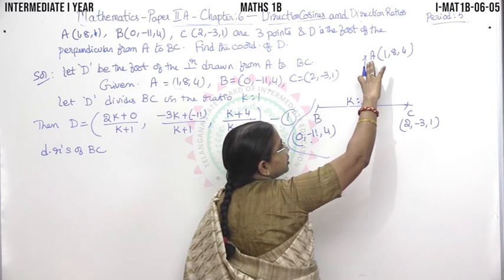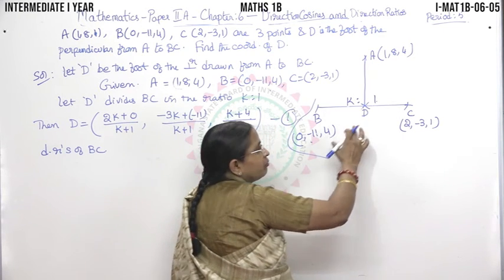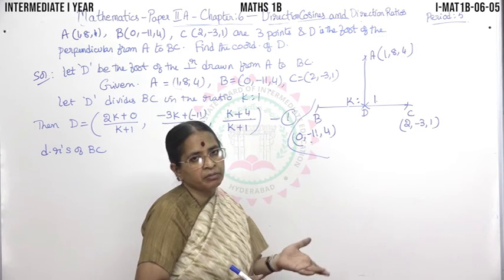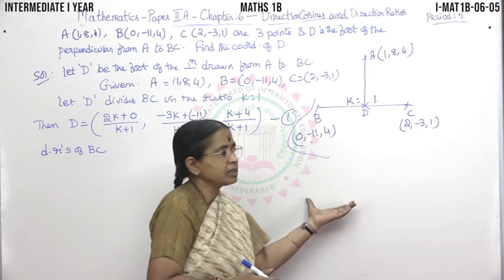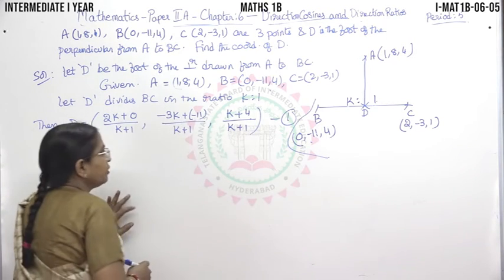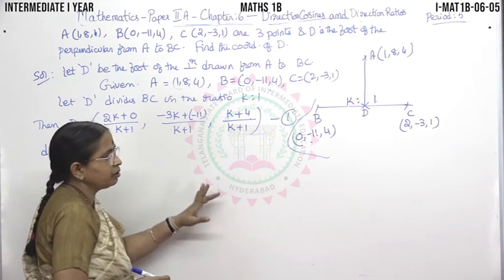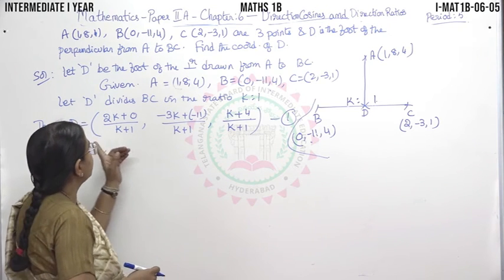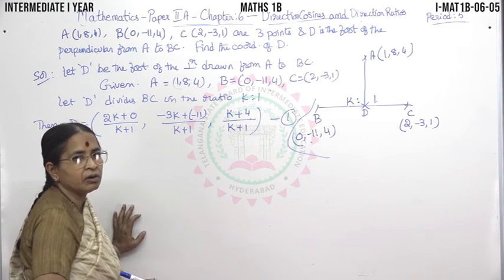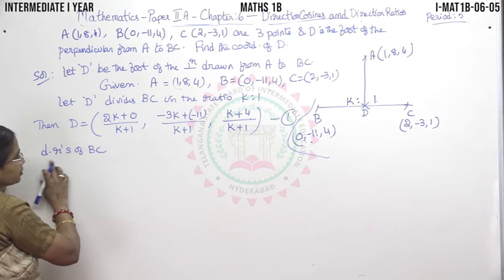Then we have the formula a1 a2 plus b1 b2 plus c1 c2 is equal to 0, because they are perpendicular. So using that formula, by substituting, you'll get k. After getting k, you substitute again in this, and you will get the coordinates of D. So that is the procedure.